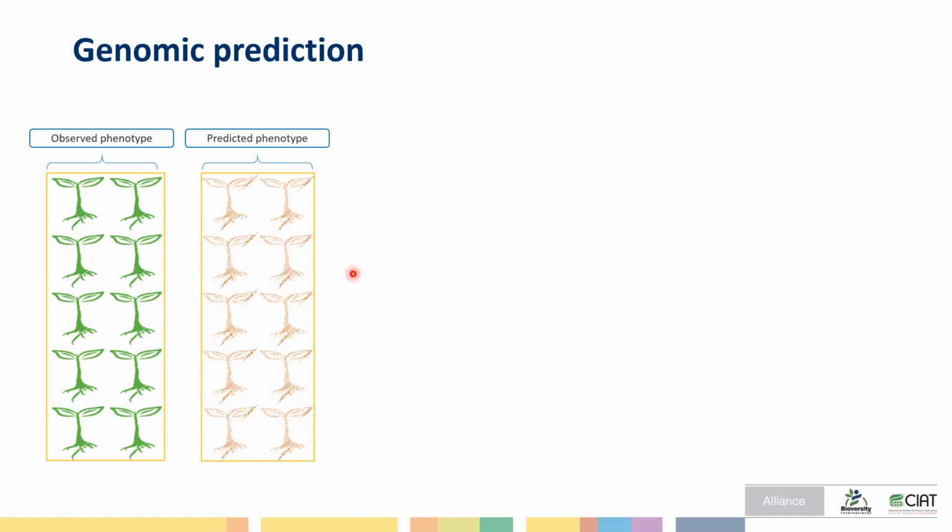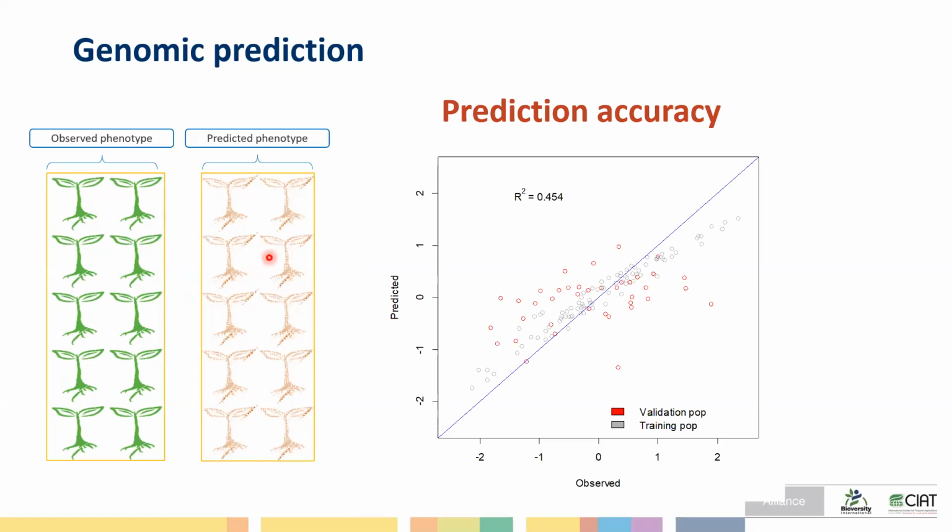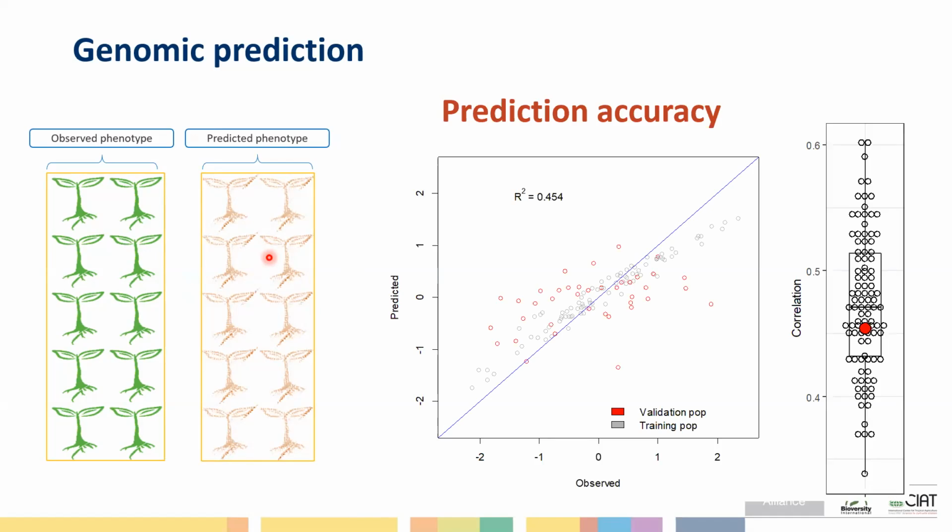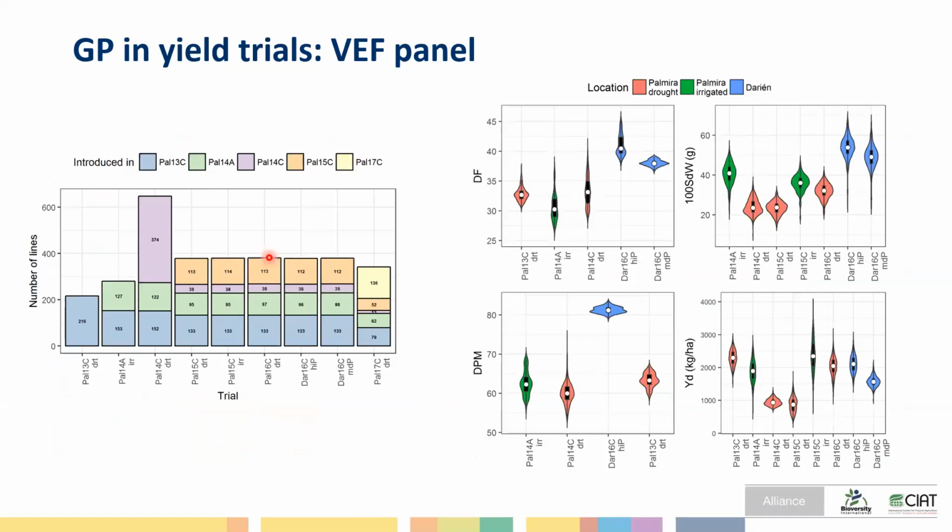Later, we correlate this data, and we perform this procedure several times, alternating individuals for the training and the validation population to obtain more robust data, in this case, of prediction accuracy of these models. In this way, we begin to develop our prediction work. Now, I want to present you this study about genomic prediction that we developed in our work group.